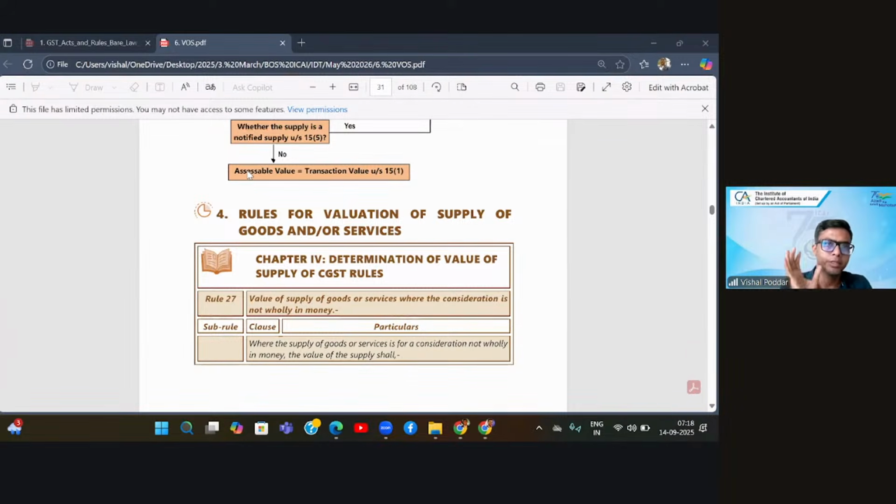Now 15(1) is dependent upon satisfaction of three conditions. There is a price, that is, there is a consideration, it is not a free supply, it is not a Schedule 1 supply. Buyer and seller are not related, and price is the sole consideration.